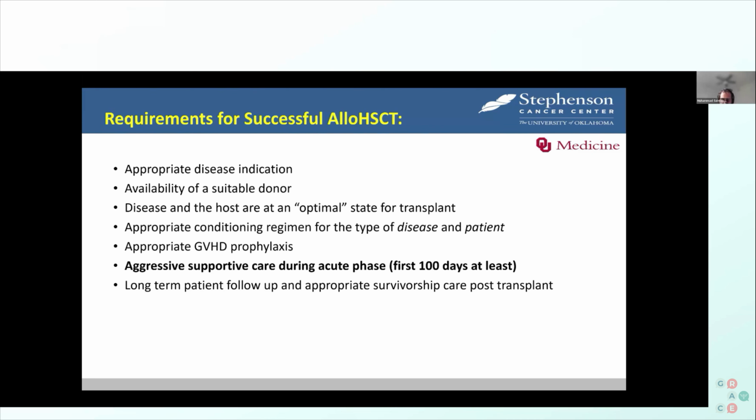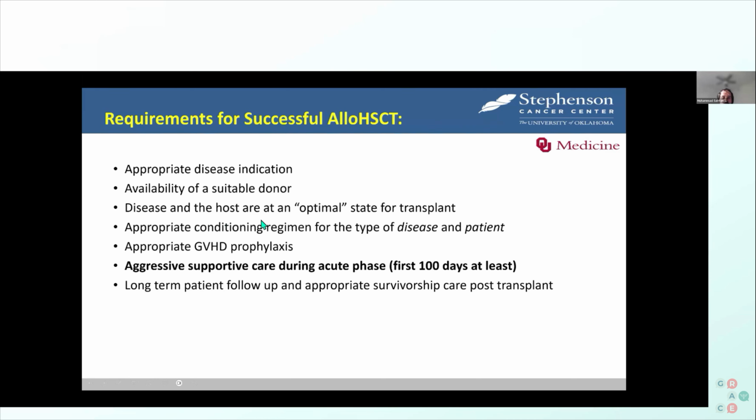But with the arrival of something called a haplotransplant, which is also a sibling who is a half match, or a parent or offspring, who always have a half match to the patient or the index case, that has expanded our donation options a lot.